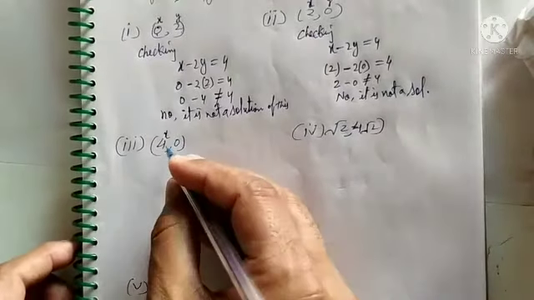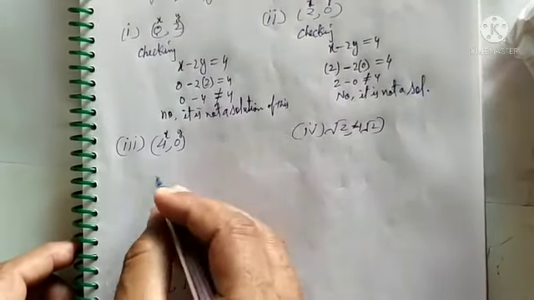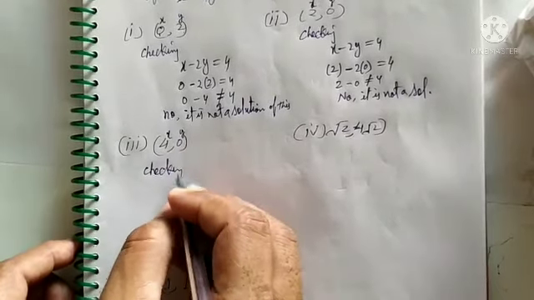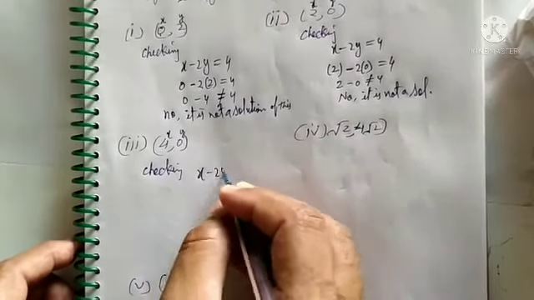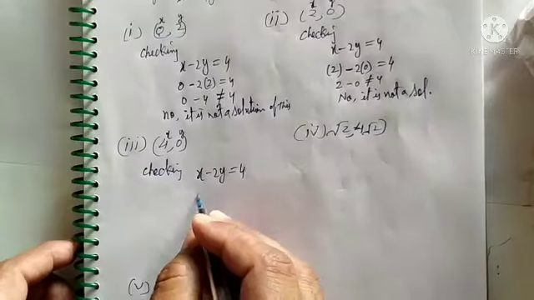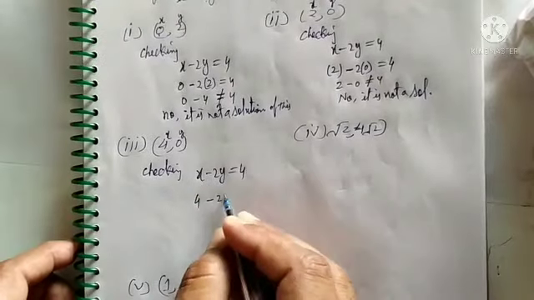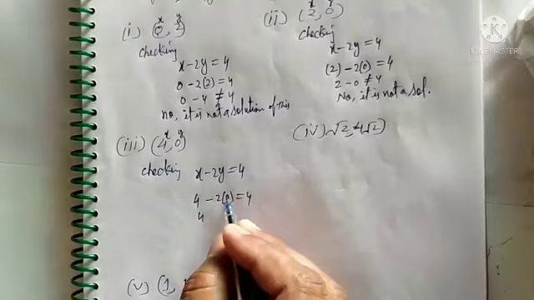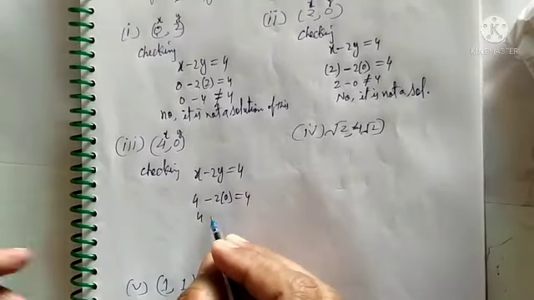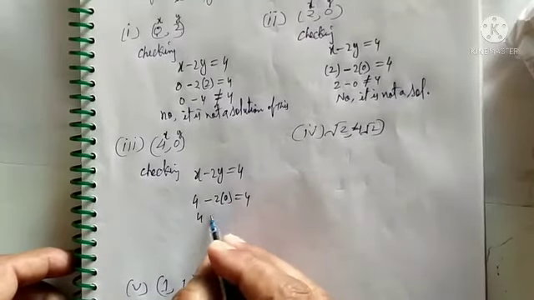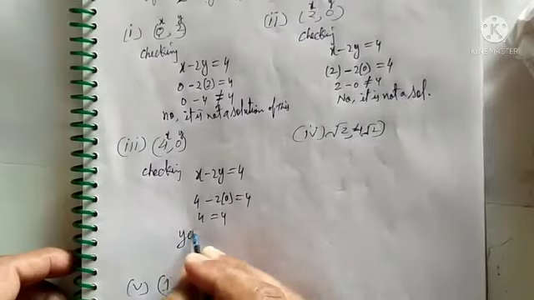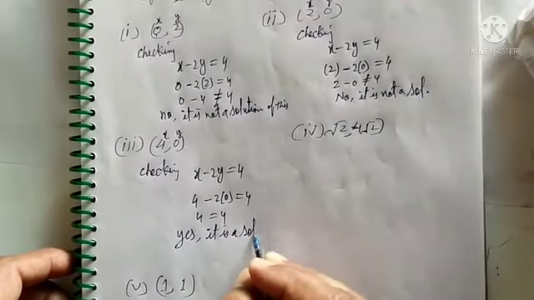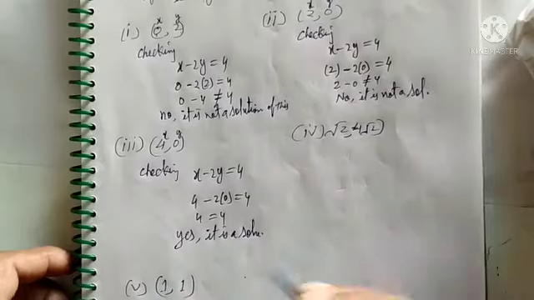Next, 4, 0. The x value is 4 and the y value is 0. Now put here. What is the equation? Write again, checking. x minus 2y is equal to 4. In the place of x write 4, minus 2 times the y value 0, is equal to 4. So 4, and 2 times 0 is 0, and 4 minus 0 is 4. So 4 is equal to 4. So yes, it is a solution of this equation.